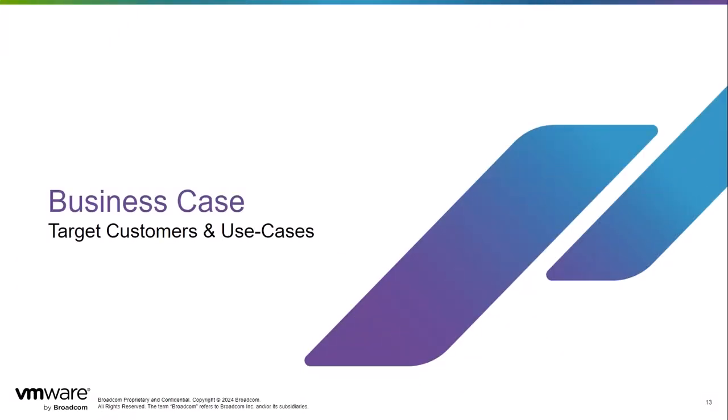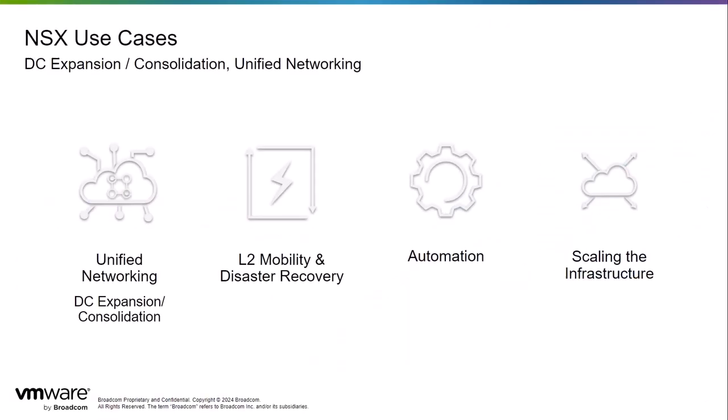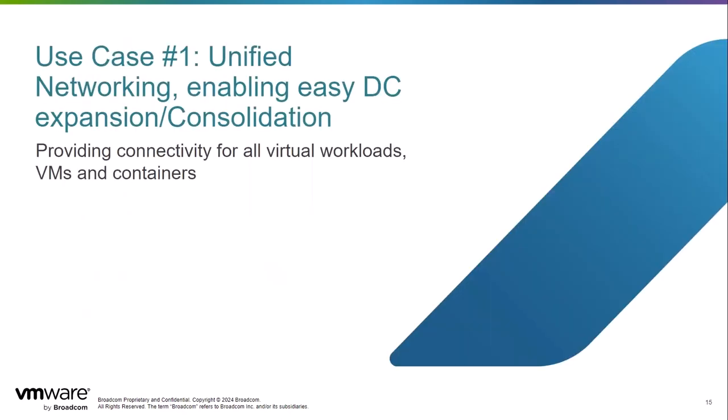Next, we will cover the business use case, discussing target customers and use cases. The four use cases we'll cover are unified networking with DC expansion consolidation, layer 2 mobility and disaster recovery, automation, and scaling the infrastructure. The first use case is unified networking, enabling easy DC expansion and consolidation by providing connectivity for all the virtual workloads, VMs, and containers.